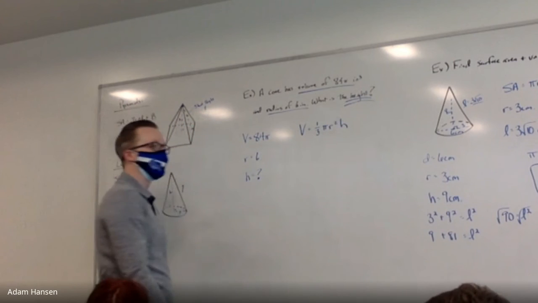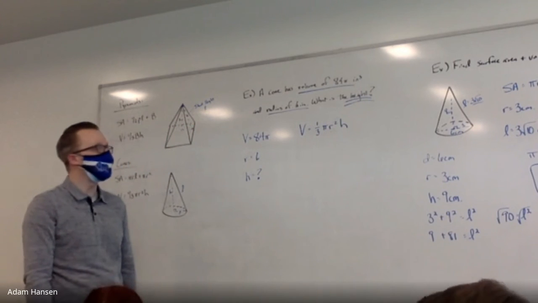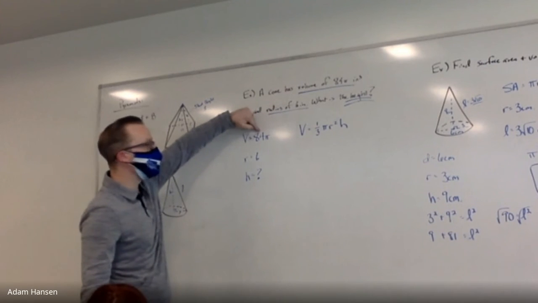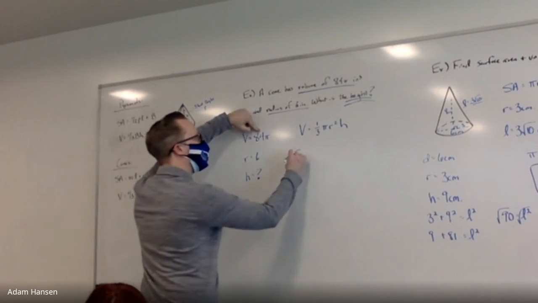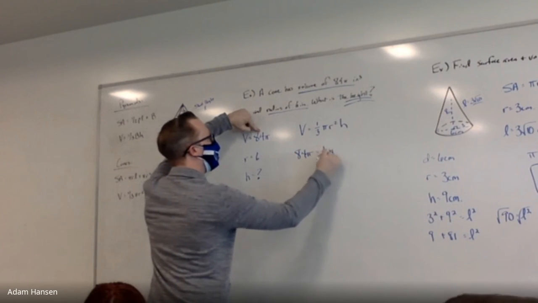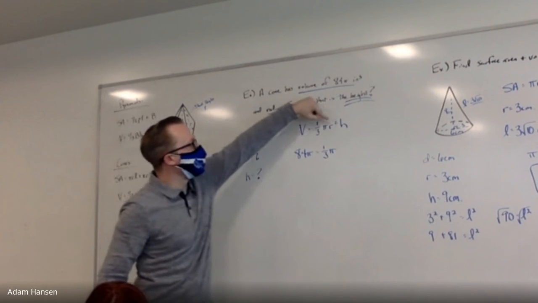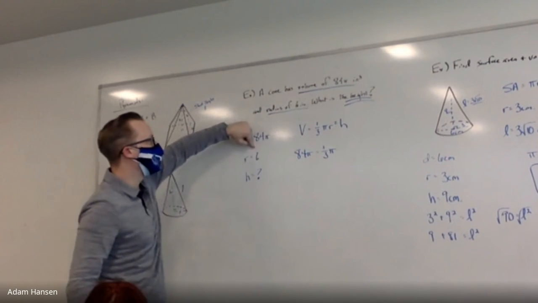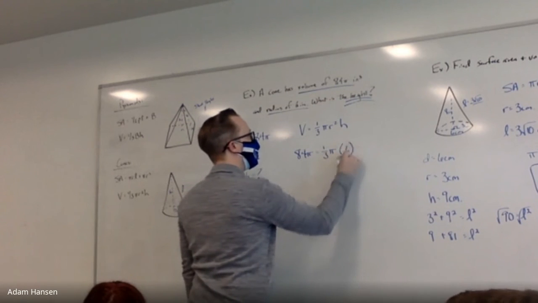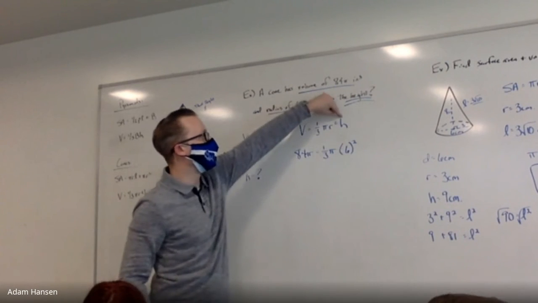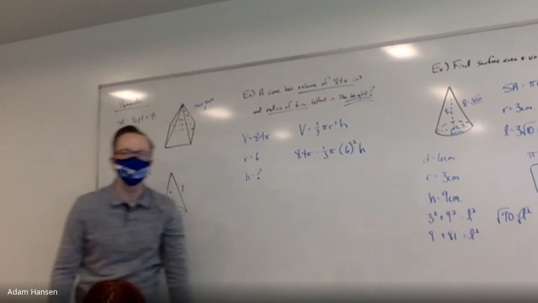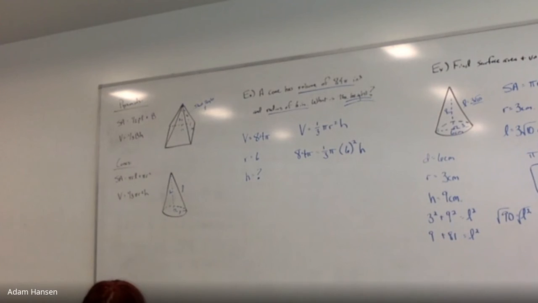Okay. So now we just plug in what we have and solve for what we need. I can replace the volume, 84 pi. What's the radius equal to? So 6 squared. Trying to find the missing height h, so let's just leave that as h and solve this equation for that missing length, the height of the cone.